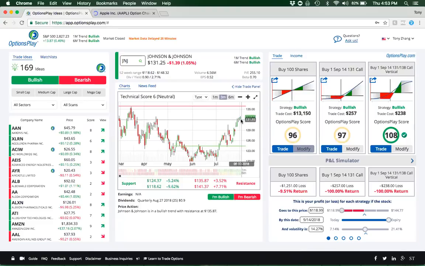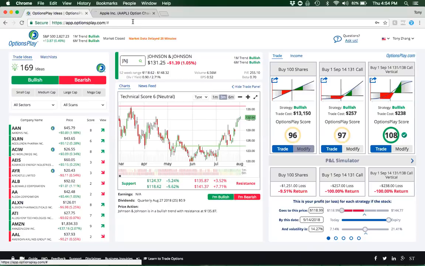So as you can see here on Johnson & Johnson, you can either buy the stock, which is what you would do if you're a stock trader. You can buy a simple call option if you're brand new to options trading, or we will always present to you the debit spread or a call vertical if you're bullish on the underlying stock. So, for more advanced traders.